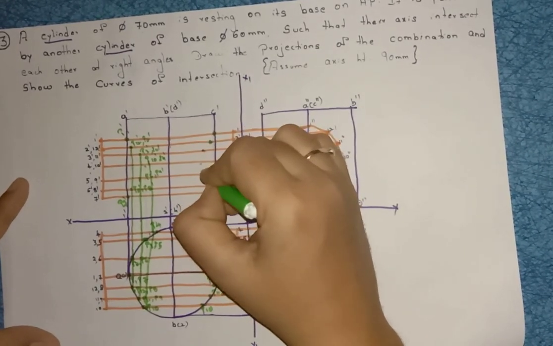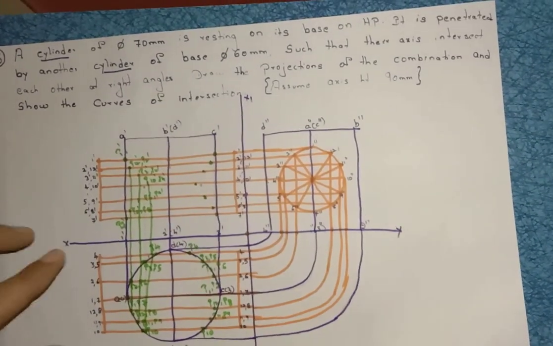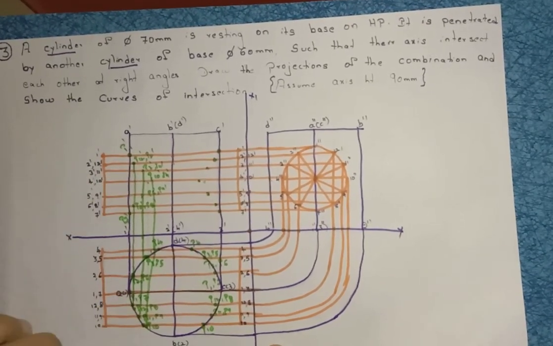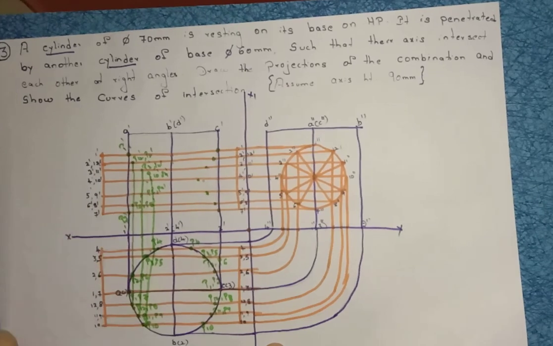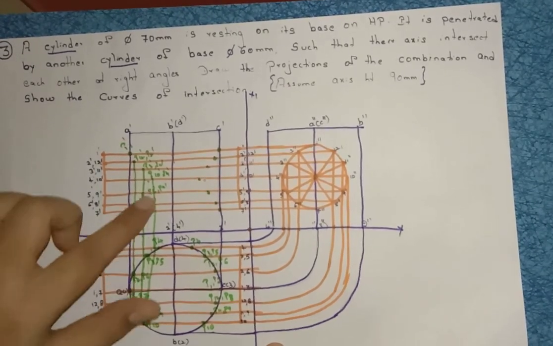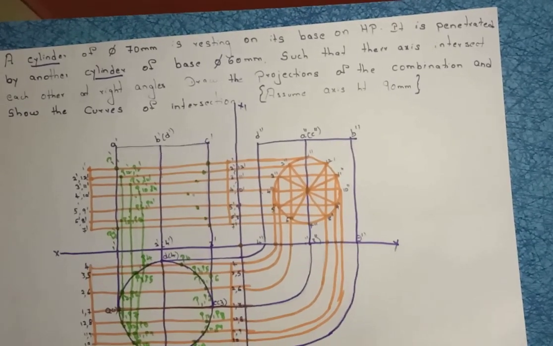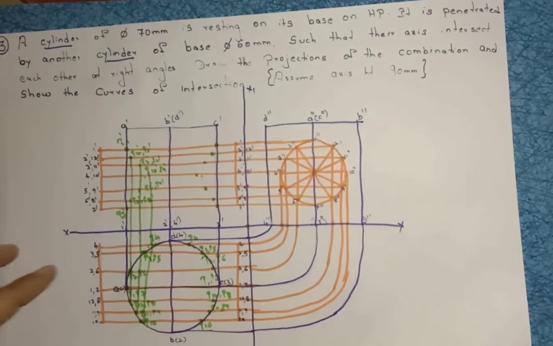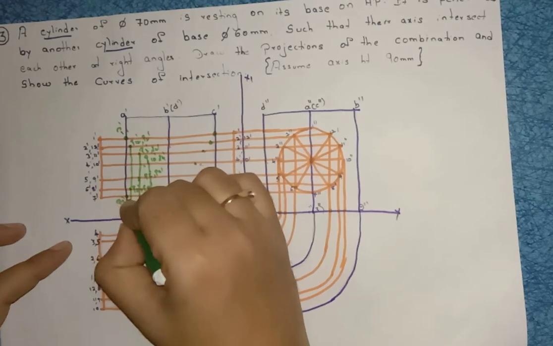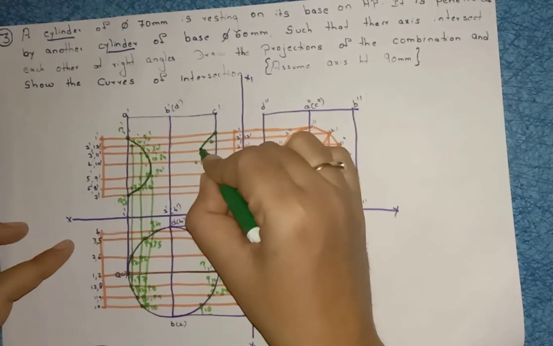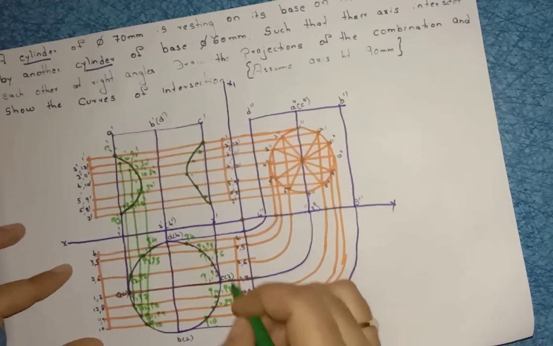Same, how you started the first step, here how you draw: 1 to 1, 7 to 7, 12 to 12, 2 to 2, 7 to 7, 1 to 1, right? Then next 10 to 10, 4 to 4, like that, right? So if you join all this, right, if you join all this, you will get the curves of intersection, right?